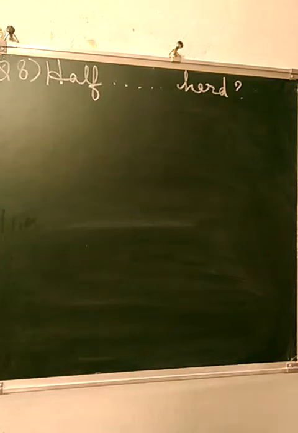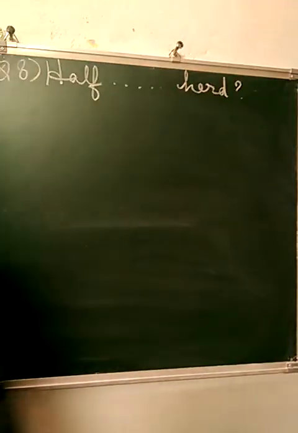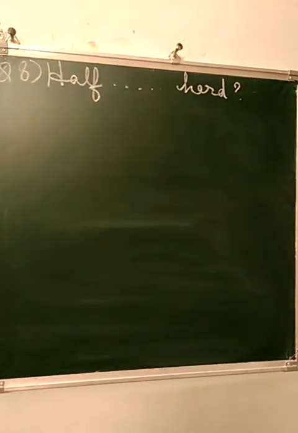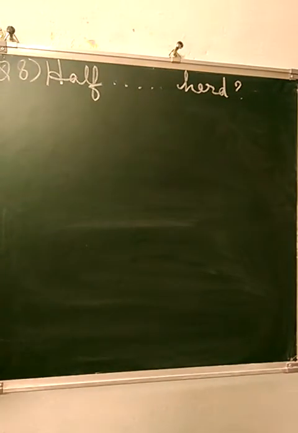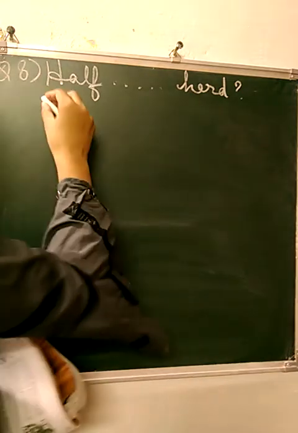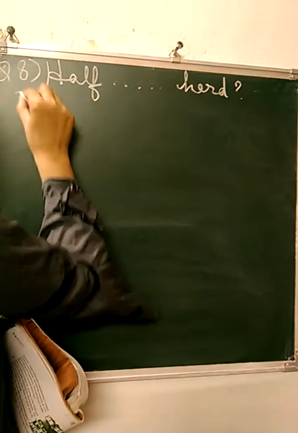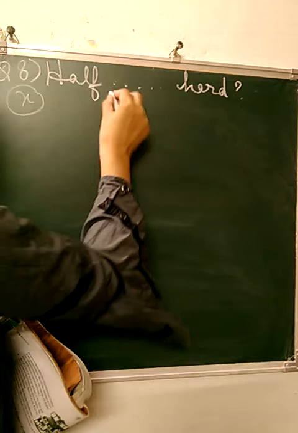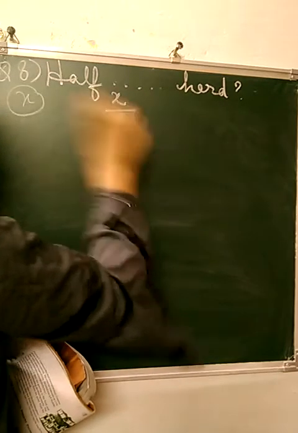Starting with question number 8. Half of a herd of deer are grazing in the field and 3/4 of the remaining are playing nearby. Now, half, let the deer be x, then half means x upon 2.